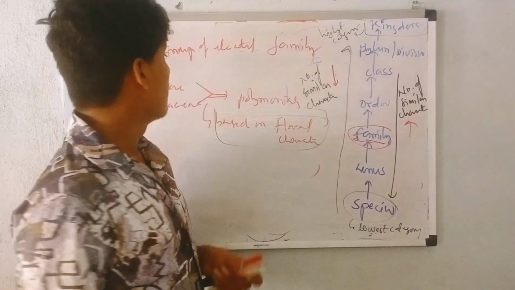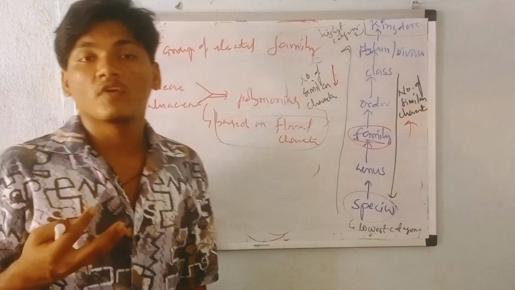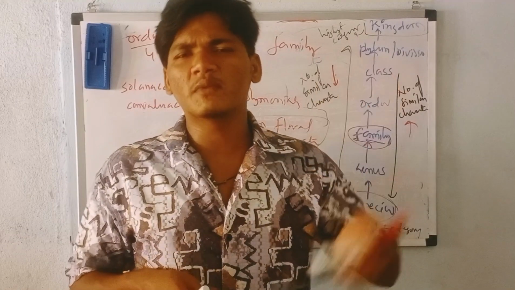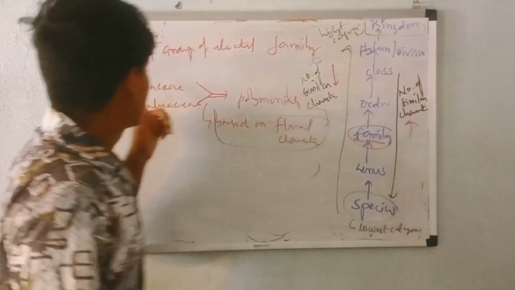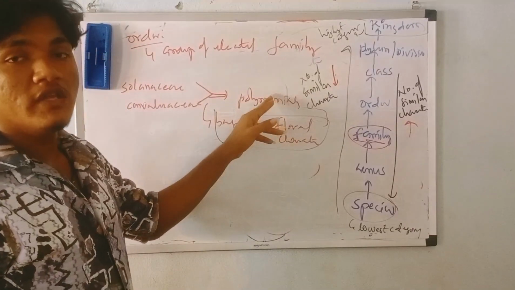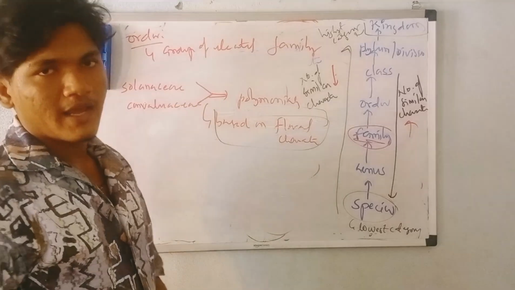I hope you understand. There is the Solanaceae family, we have the Convolvulaceae family, the Liliaceae family, the Asteraceae family, different families are there. So you just remember that Solanaceae and Convolvulaceae are both grouped in the order Polymoniales based on the floral characters.